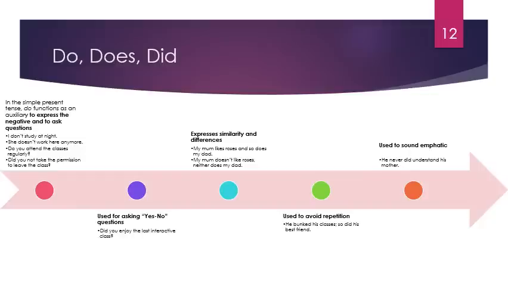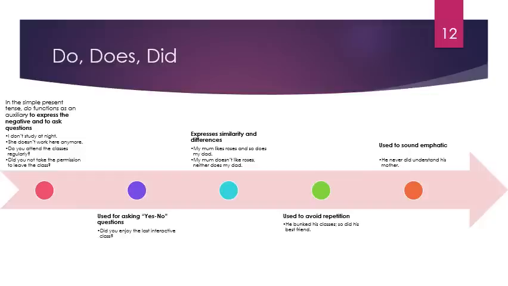The do, does or did may also be used for asking yes or no type questions. The questions that may be answered in yes or no, you can always ask those questions using the word do. Do you understand what I'm trying to say? Did you enjoy the last interactive class? The answer could easily be a yes or a no. Does he know how to swim before he jumped into the water?